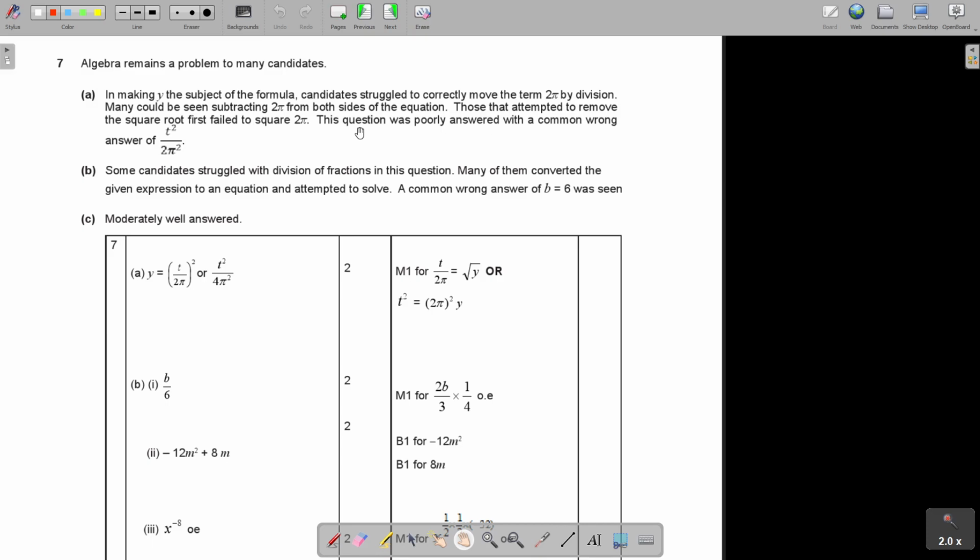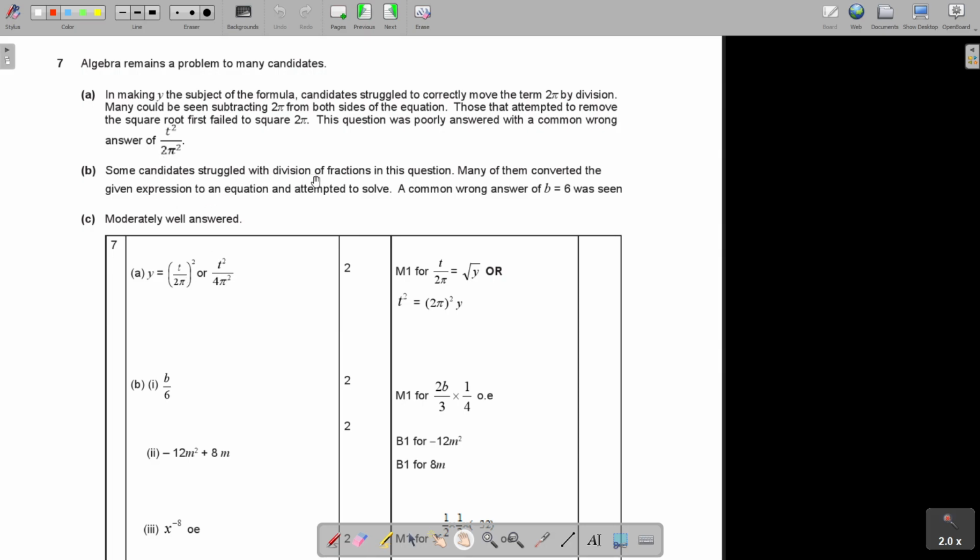To square 2x. The question was poorly answered with a common wrong answer. So they forgot that 2 must also be squared. Did you see? So it was 4 pi. Did you see there? Either this or this.